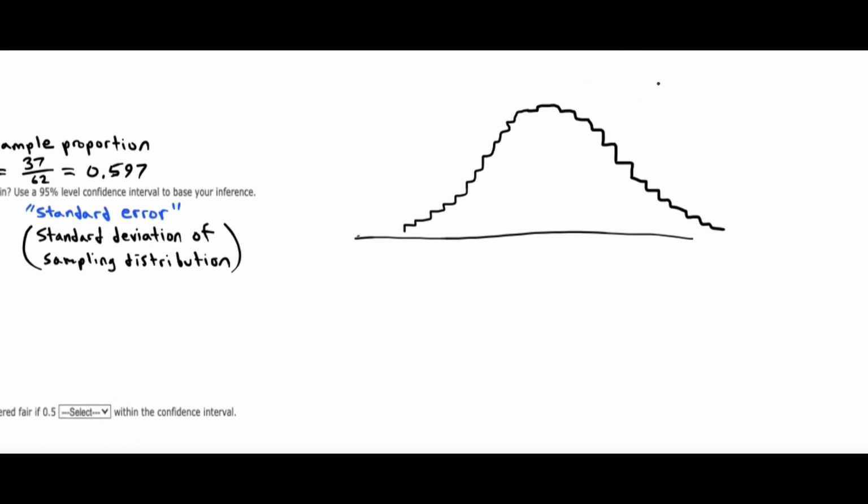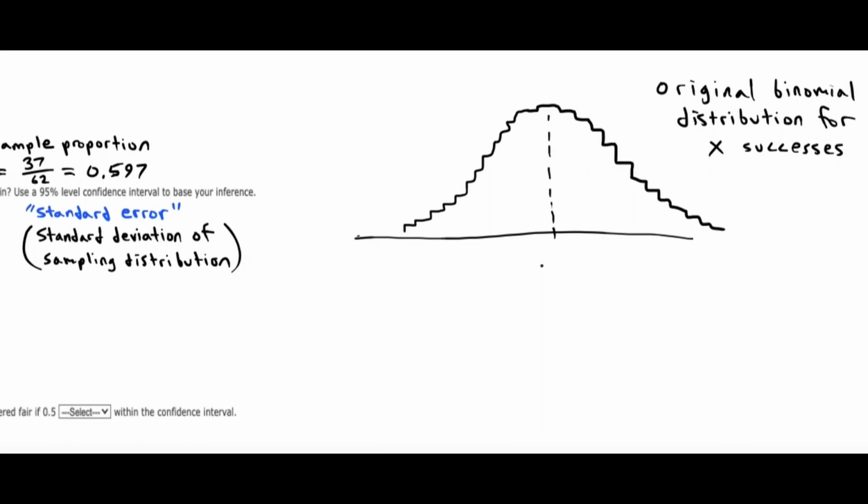Okay, so this is like the original binomial distribution for x successes. And so if you remember way back, this thing had a mean of n times p, and then it had a standard deviation of square root npq.